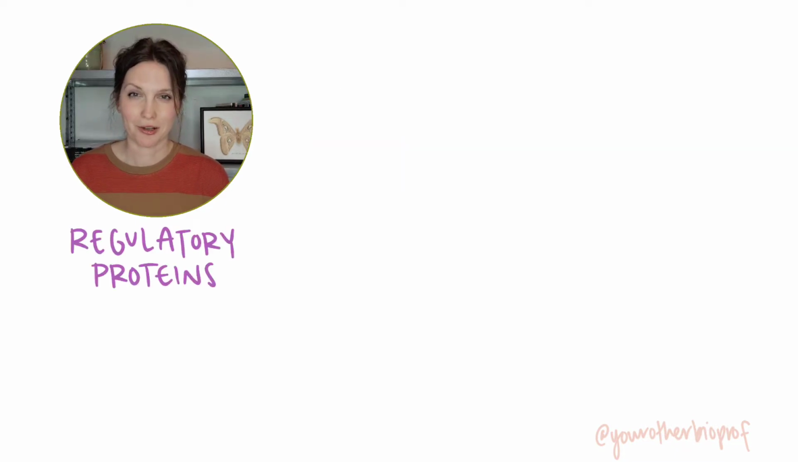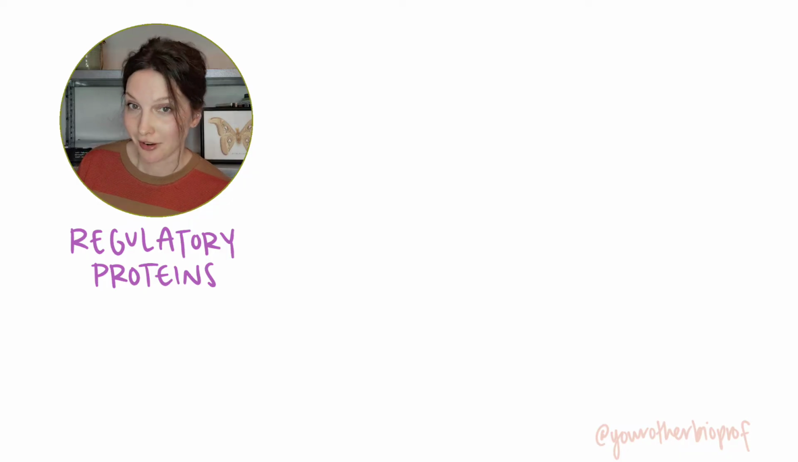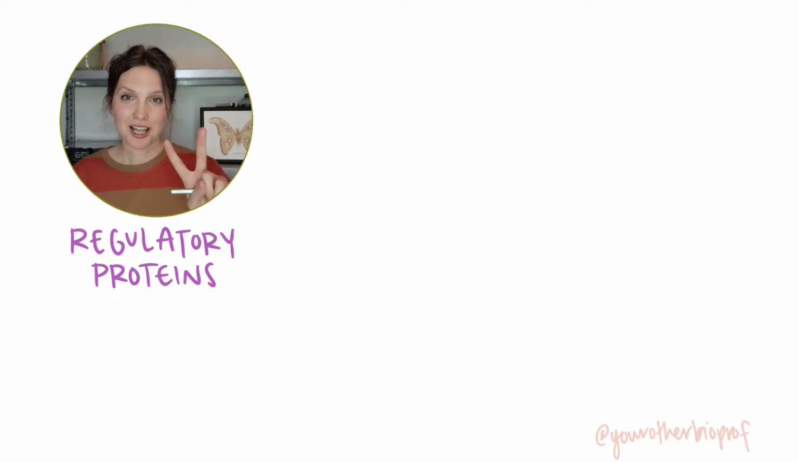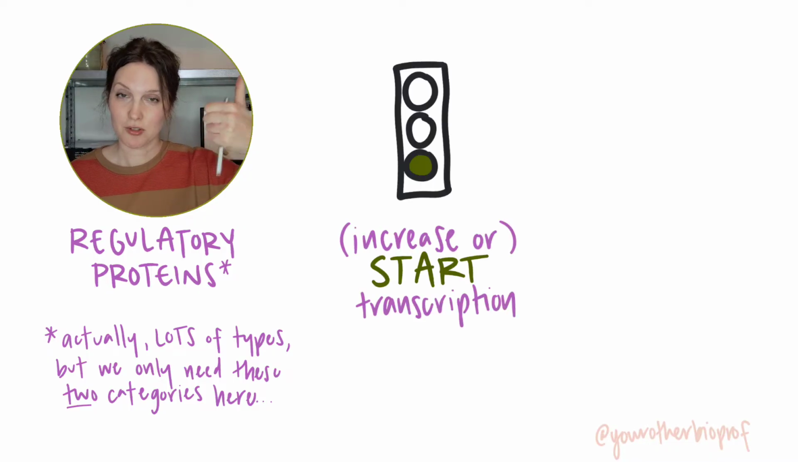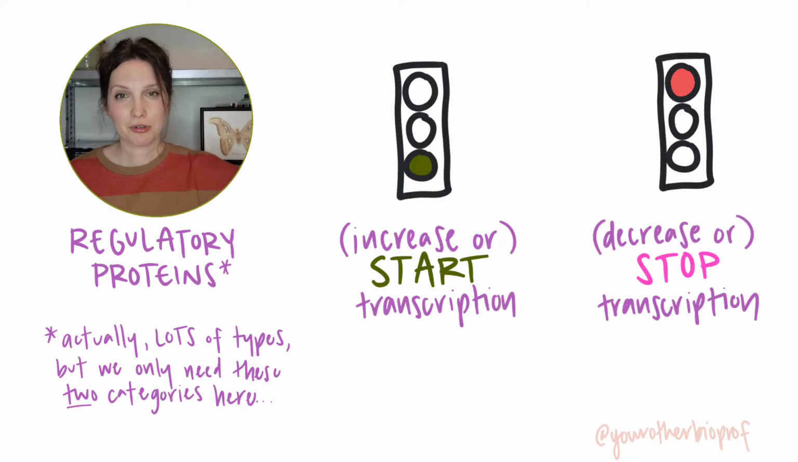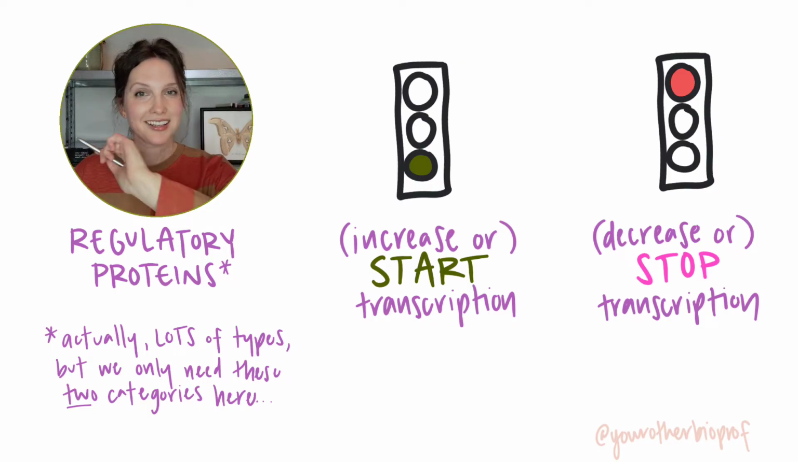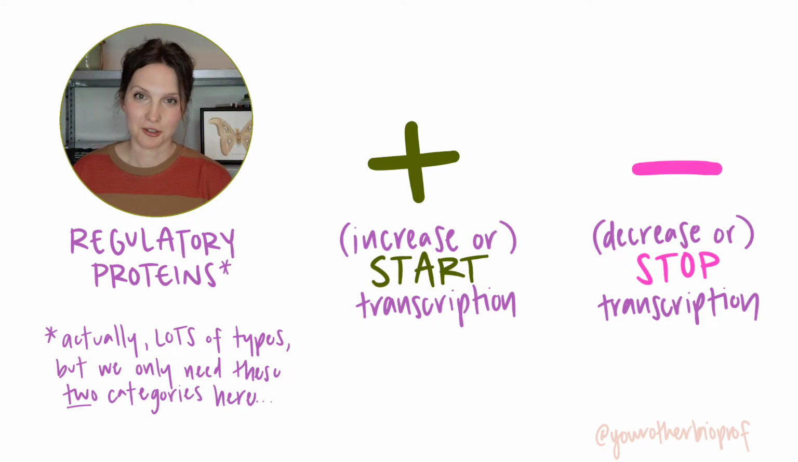Transcription is controlled by regulatory proteins. You may also know these guys as transcription factors. And there are two types: regulatory proteins that increase transcription from a certain gene, and regulatory proteins that decrease transcription from a particular gene. And that is positive control and negative control.